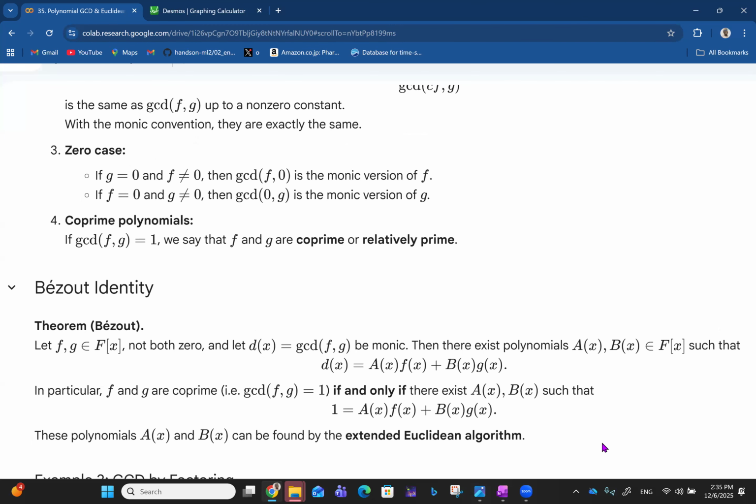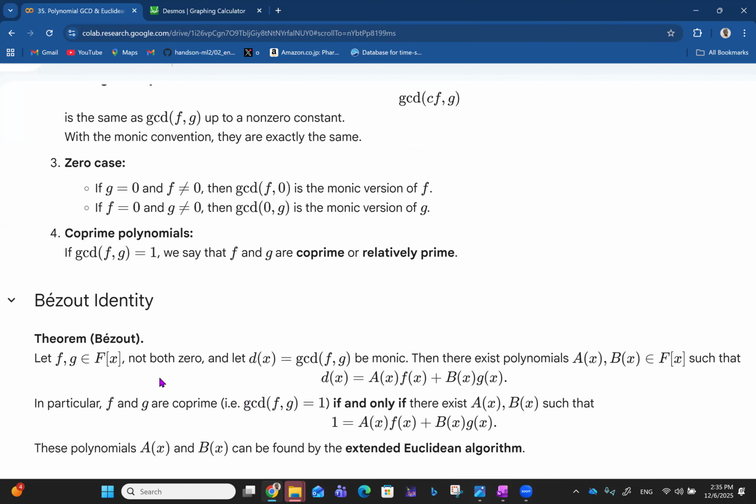Okay. So for the Bézout identity, the Bézout theorem: let f and g belong to F[x], not both 0. Don't forget F[x] is the set of all non-constant polynomials, that is, a polynomial that is at least linear, right? So f and g belong to F[x], not both 0, and let d(x) be the monic GCD of f and g.